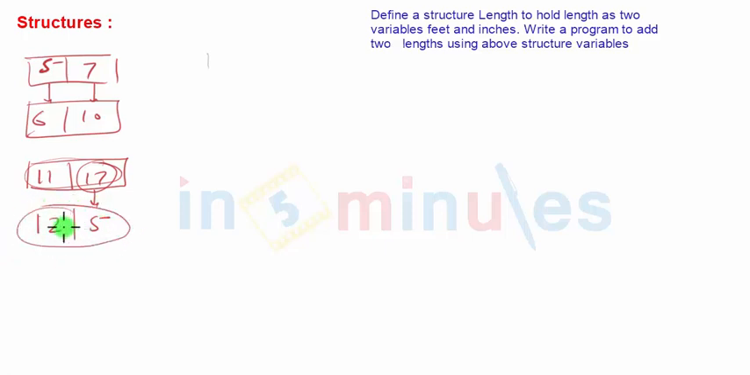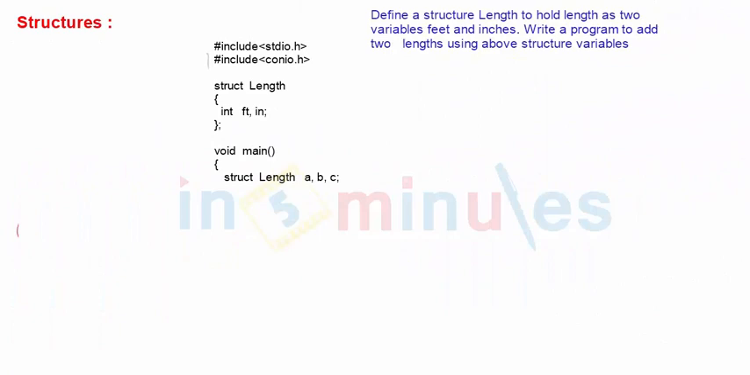Now that is what we need to do with our structure variables. Let's see how to do this. To begin with, we'll start with the program. #include commands. Then we have defined the structure length over here with two members, ft and in, that is feet and inches. And then we define three variables of type structure length. So a, b and c are of type structure length.